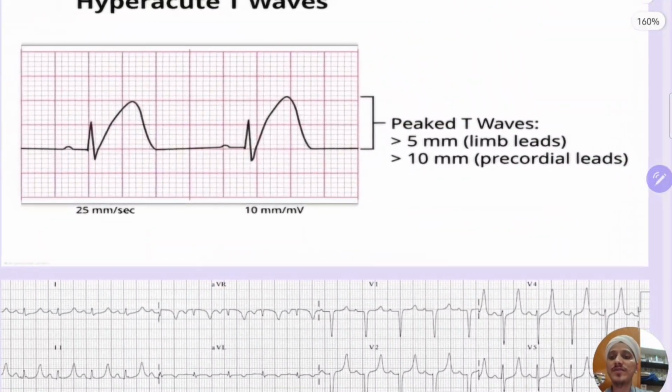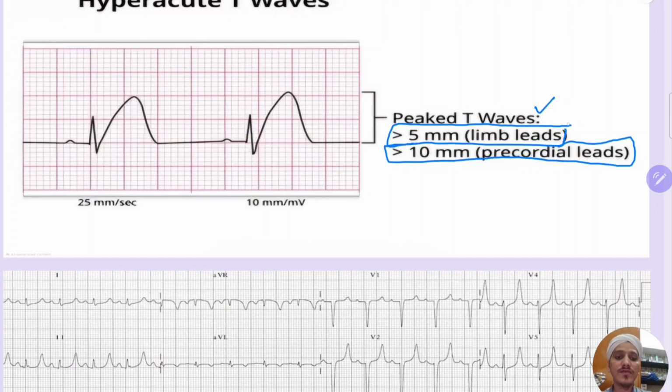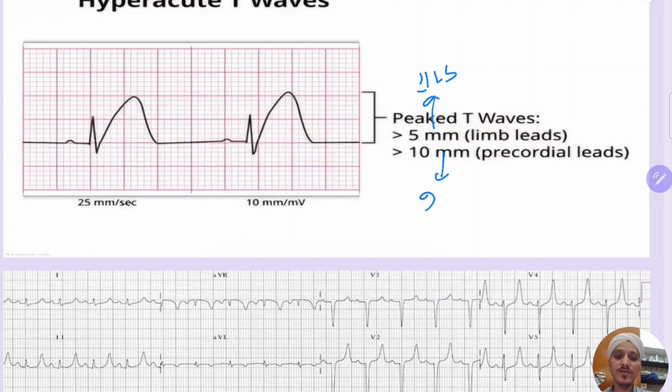So what are tall T waves? Tall T waves we are seeing in hyperkalemia and hyperacute. So when you say tall, remember, peaked T waves are defined in the limb leads, you know what the limb leads are? 1, 2, 3, AVL, AVF, AVR. The amplitude should be more than 5 mm in the limb leads, and more than 10 mm in the precordial leads. 5 mm is nothing but one large square, and 10 mm is two large squares.